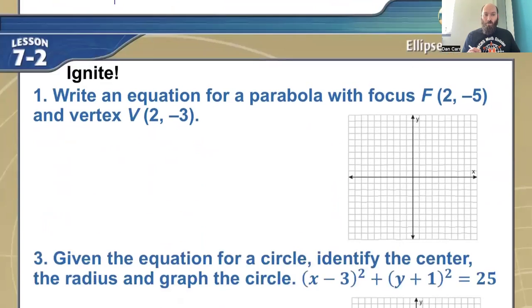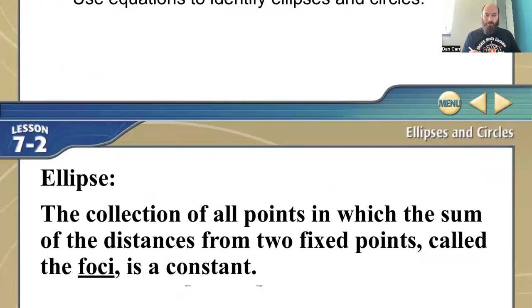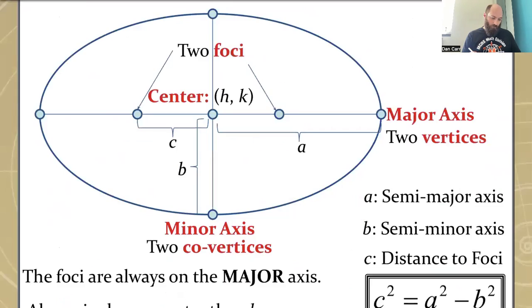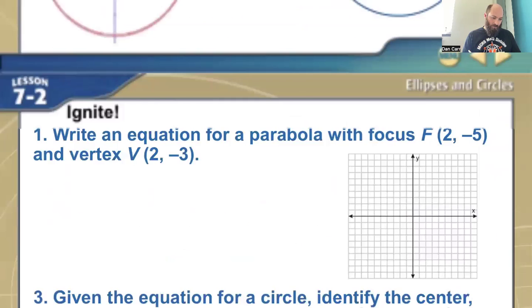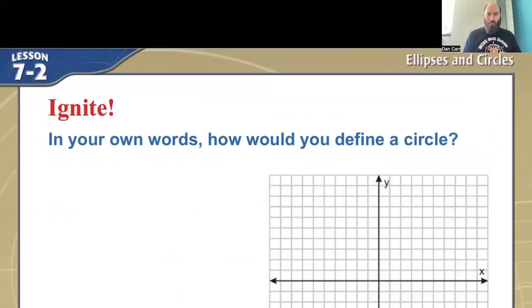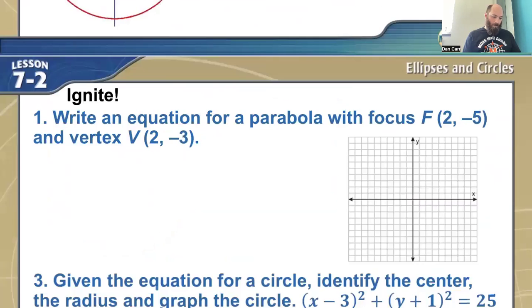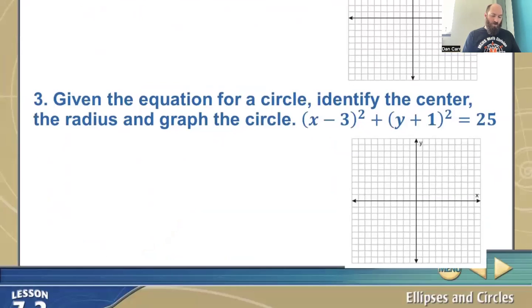So a very quick example of that. We'll just do this example right here, number 3. Just to make sure we're clear, since it's x minus 3 and y plus 1, my center is at the point (3, -1). So I'll start with that.